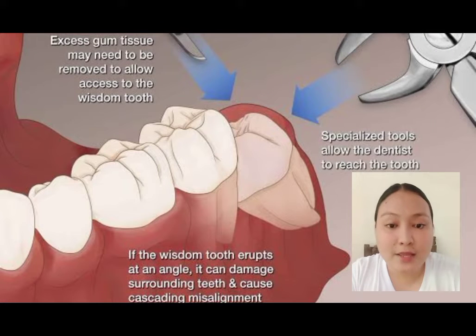As you can see in this picture, if wisdom teeth are not removed or treated when they erupt at an angle, they can damage surrounding teeth and can cause misalignment.